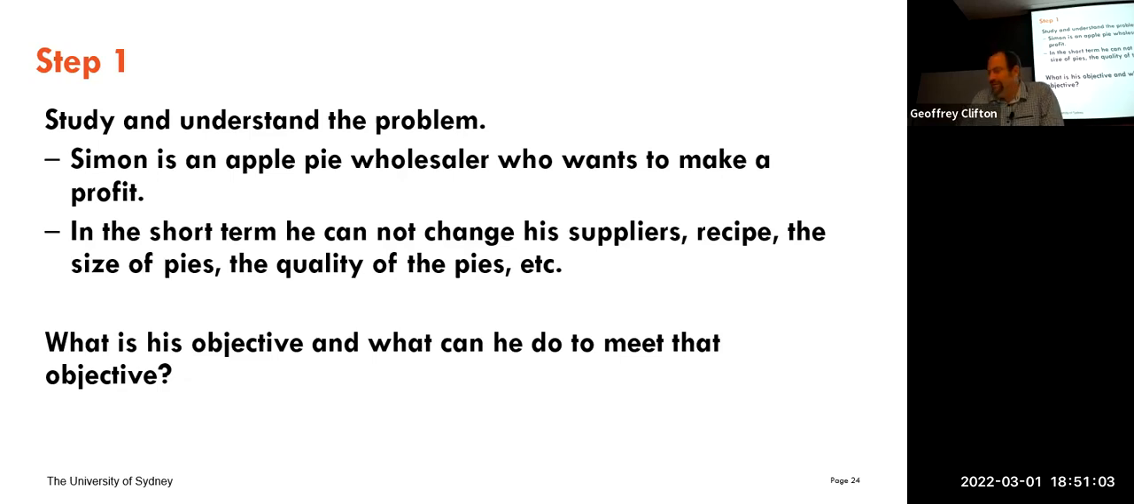There's good and bad about that. I mean, it's bad if he wants to make a quick change because he can't. On the other hand, it stops him from chopping and changing what he's doing all the time. And it also allows us, as modelers, to simplify the problem a lot because there's not much he can do.